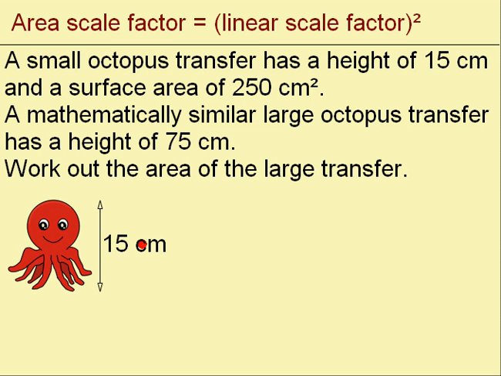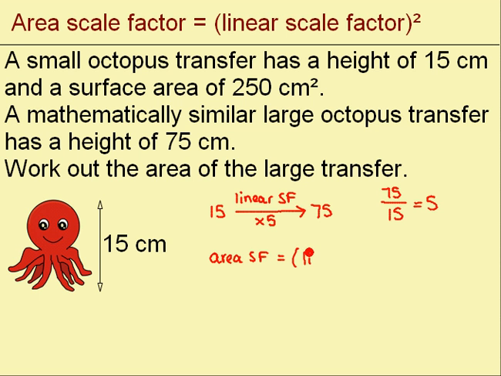So the height of the small one is 15, and the height of the large one is 75. So if I can find the link between these two numbers, I've got the linear scale factor. Now 75 divided by 15 is 5. So that's the linear scale factor. Now remember, I want to work out the area of the large transfer, so I'm going to need the area scale factor. And remember, the area scale factor is the linear scale factor squared. So that's going to be 5 squared, which is 25.